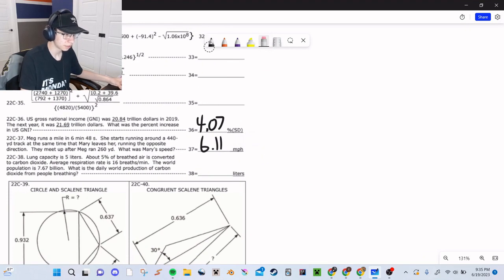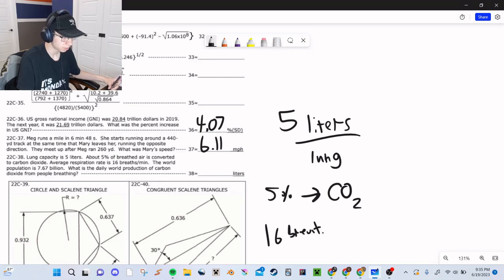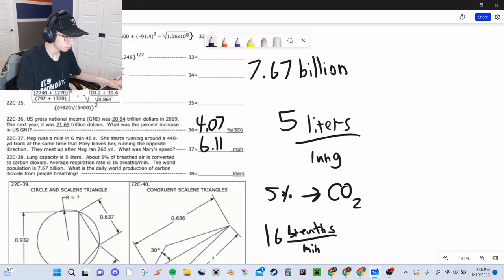Okay, number 38. So lung capacity is 5 liters, like 5 liters for every lung. And about 5% of breathed air is converted to carbon dioxide, so CO2. The average respiration rate is 16 breaths per minute. And the world population is this many billion people. So we want to know the daily world production of carbon dioxide from people breathing.